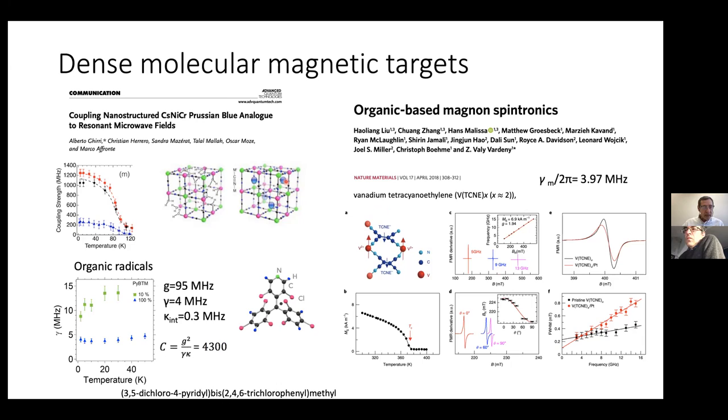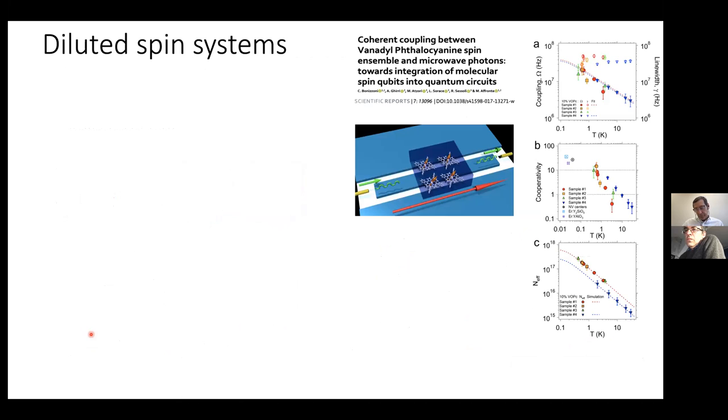Here is another example, another mechanism. A simple organic radical already has a very sharp line width, and this is due to a completely different mechanism. It's no longer Lorentzian, but what is called exchange narrowing. That is a typical phenomenon for molecular systems, which allows us to have a very sharp line width. So another possibility is to use a diluted magnetic system.